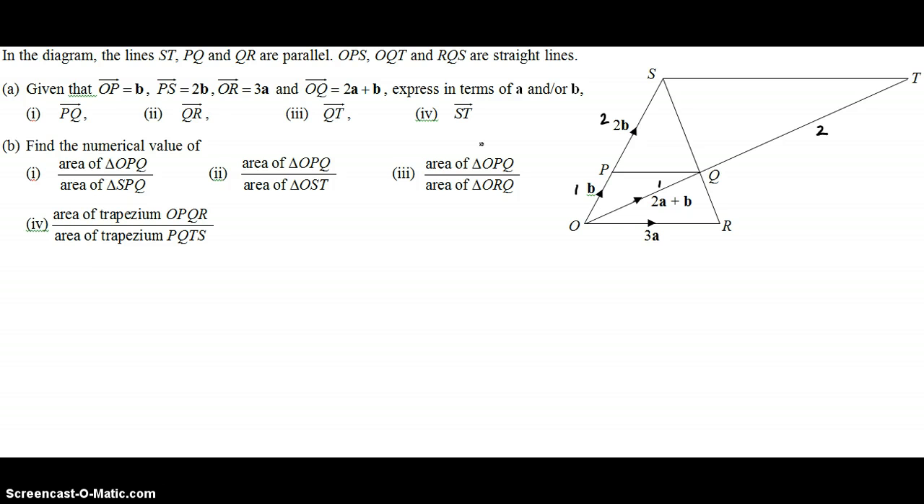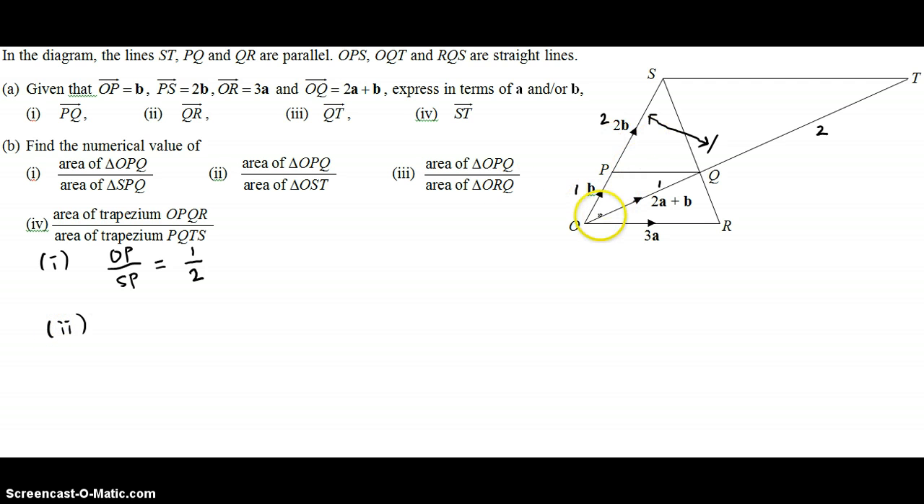Okay, let's look at part B, part 1. To find the area of OPQ and SPQ, you notice that for this ratio, they are actually having a common height. So if you have a common height, you can compare the base. So OPQ has a base of OP, and SPQ will have a base of SP. So you just compare the base, the ratio will be 1 over 2.